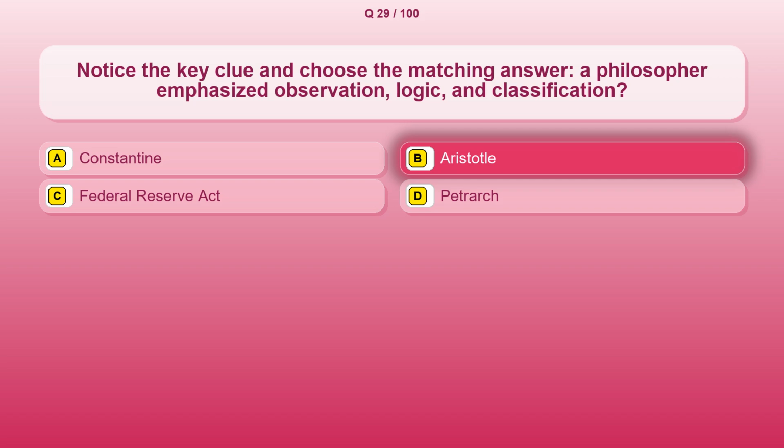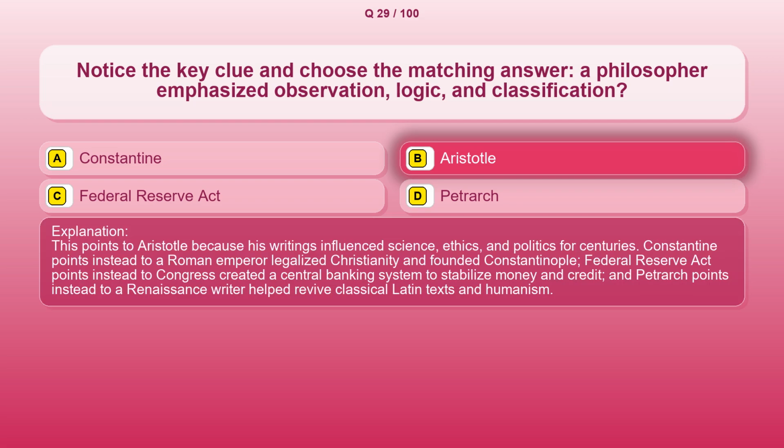The correct answer is option B, Aristotle. This points to Aristotle because his writings influenced science, ethics, and politics for centuries. Constantine points instead to a Roman emperor legalized Christianity and founded Constantinople. Federal Reserve Act points instead to Congress created a central banking system to stabilize money and credit, and Petrarch points instead to a Renaissance writer helped revive classical Latin texts and humanism.